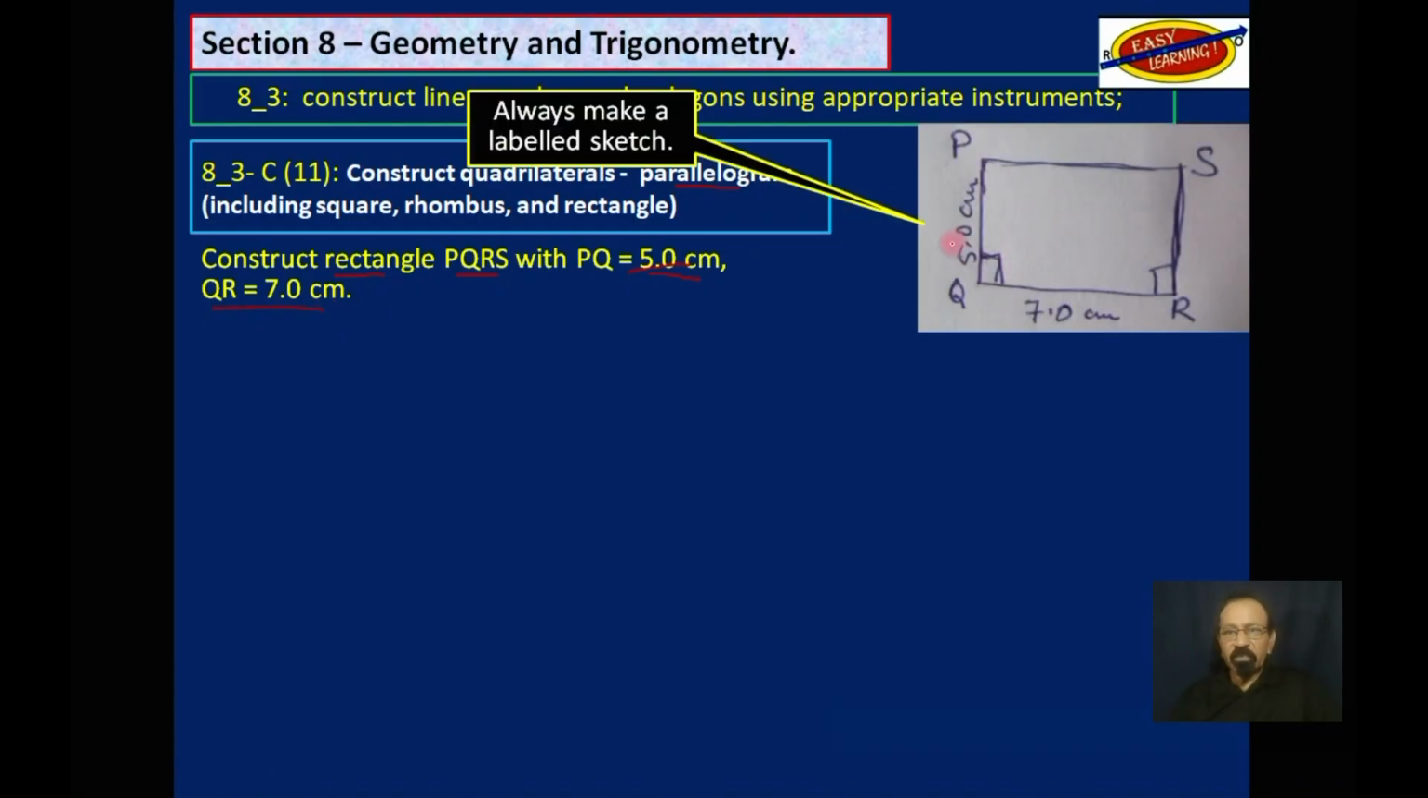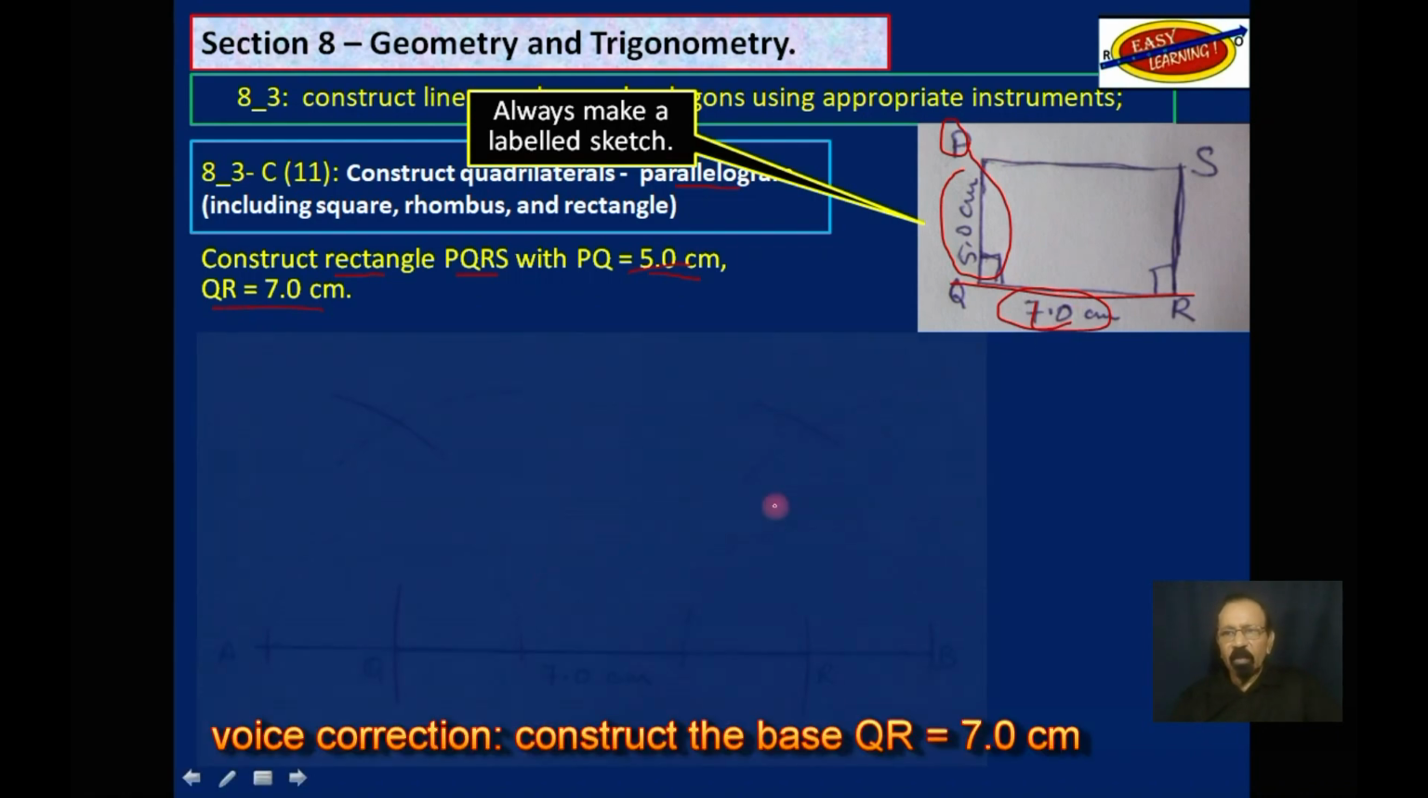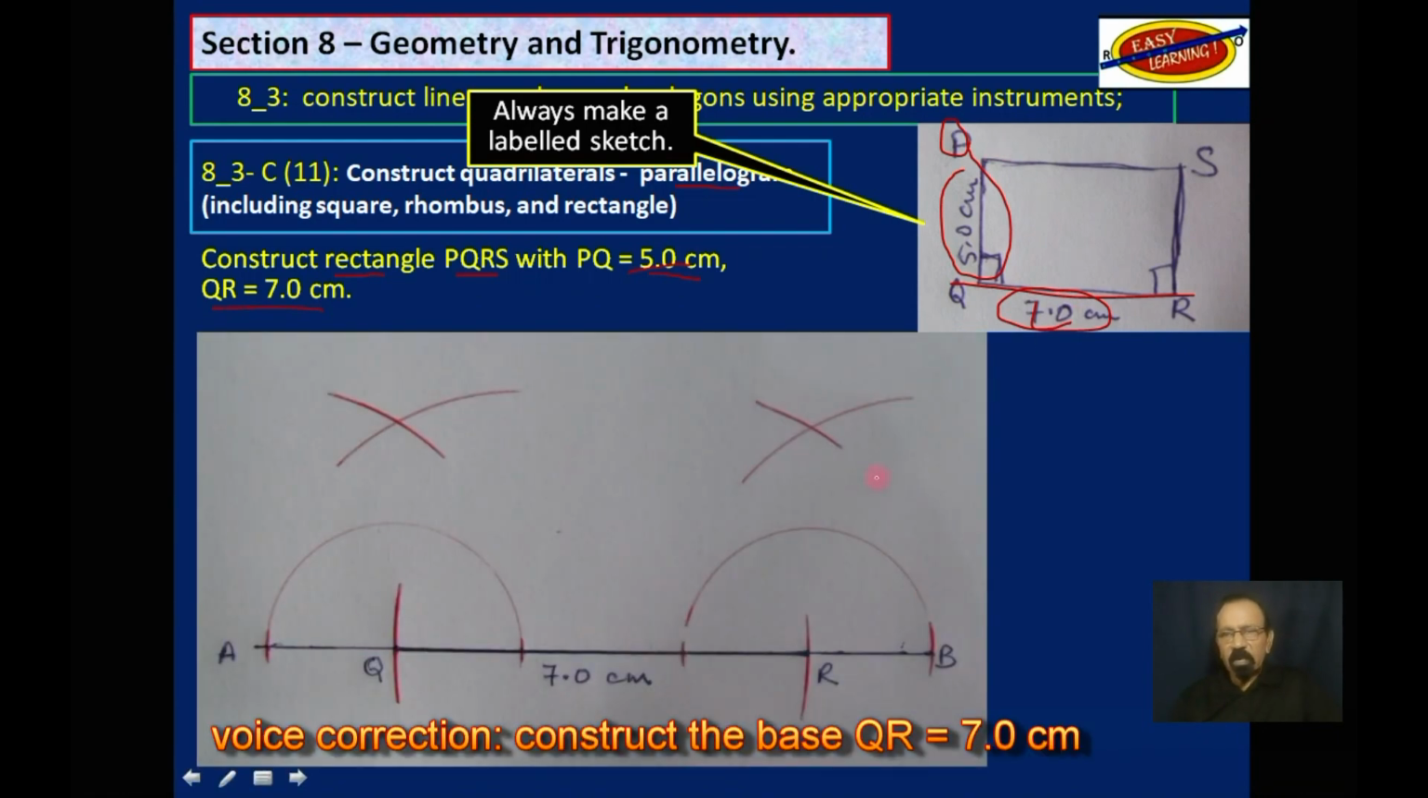So you make a sketch, PQRS, use the longer side as the base here, QR 7.0 centimeters, and up here is P, 5.0 centimeters. Opposite sides are equal and parallel, and all the angles are 90 degrees. So you sketch QR, you could call that the base, 7 centimeters.